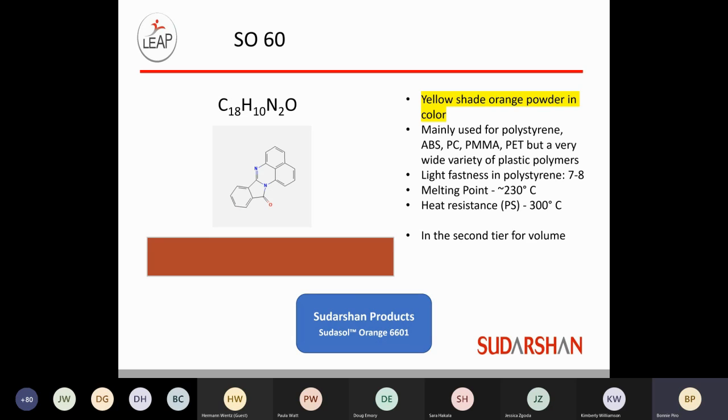Solvent orange 60. This is a yellow shade orange in color. A variety of plastics are where it is very suitable for, with good solubility. Very good light fastness with a rating of 7 to 8, as well as high heat resistance. The Sudarshan product is Sudasol Orange 6601.